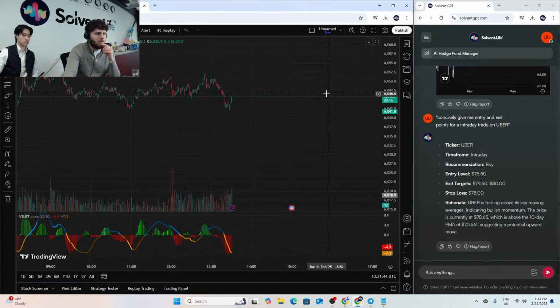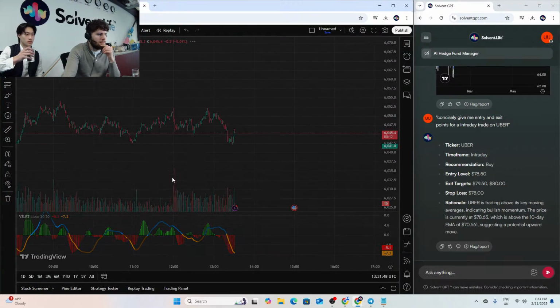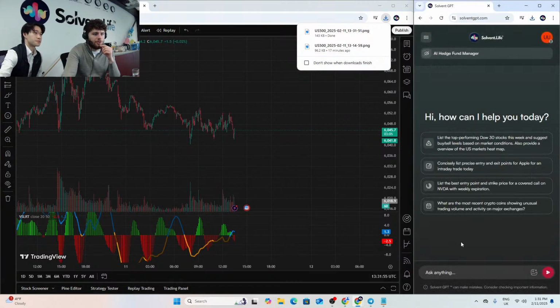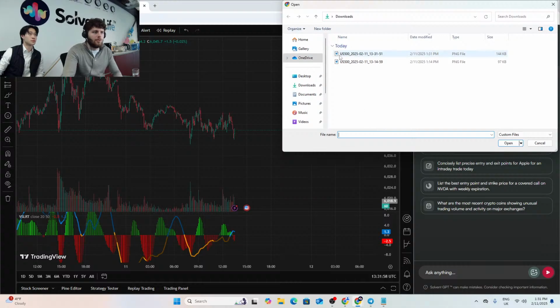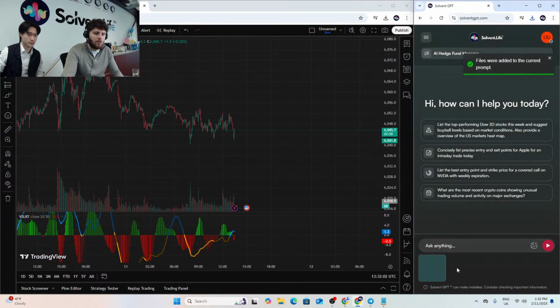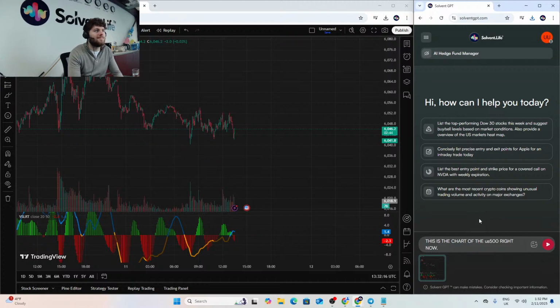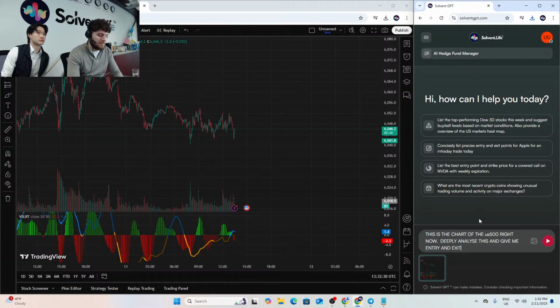So let's take a screenshot of what's currently happening. Download image. We will start a new chat, and we will just upload the image we took today. Again, saying something along the lines of, this is a chart of the US 500. Give me entry and exit points. Fantastic.